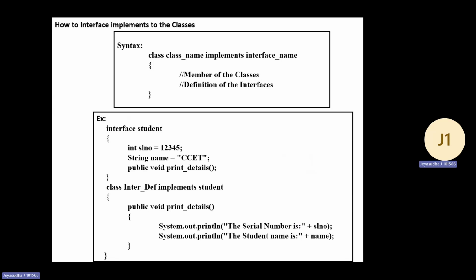Here a class wants to inherit the interface. We put implements, and we are inheriting this interface. So here we have student, where the serial number and the name have been given, and we have a declaration of a method. That method has been defined inside the class that is inheriting this interface.